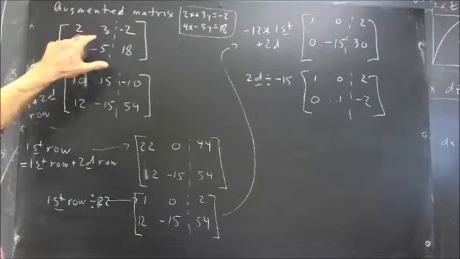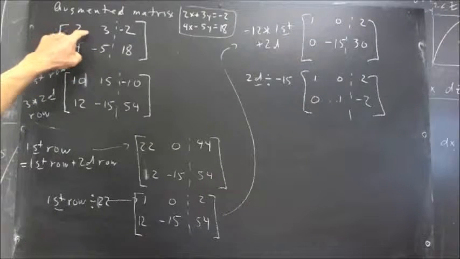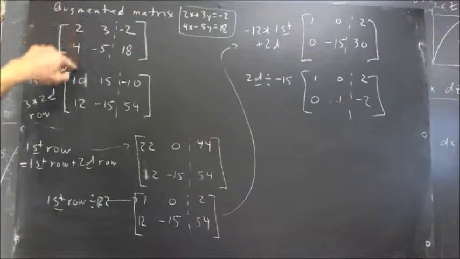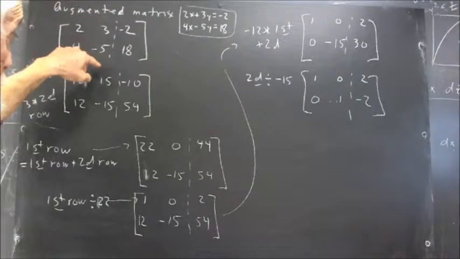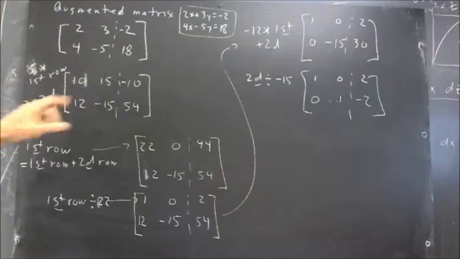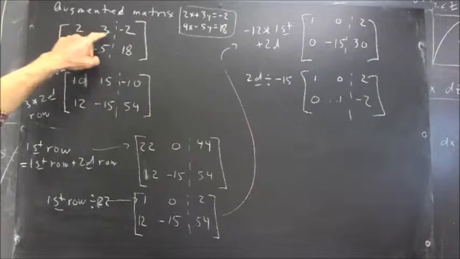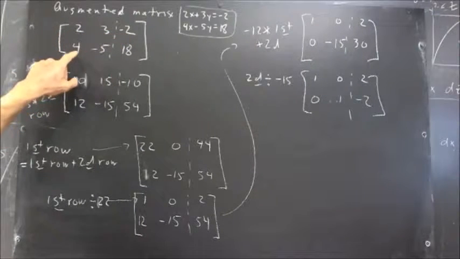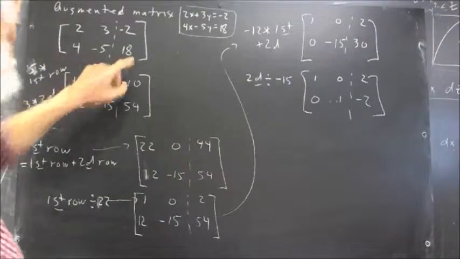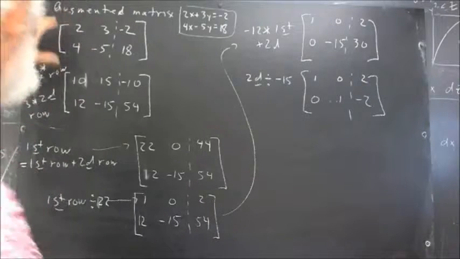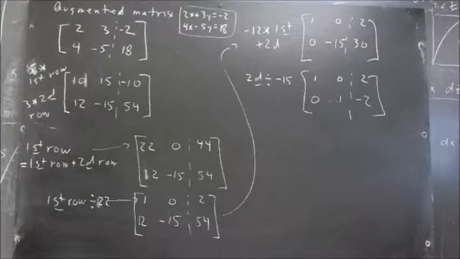The 2, it's understood now that the 2 is a coefficient of x, coefficients of x here, coefficients of y here, and right-hand sides here. So this really means 2x plus 3y equals negative 2, 4x minus 5y equals 18. Now, we're going to manipulate this in a way that's just completely similar to the way we manipulated the equations a little bit earlier.